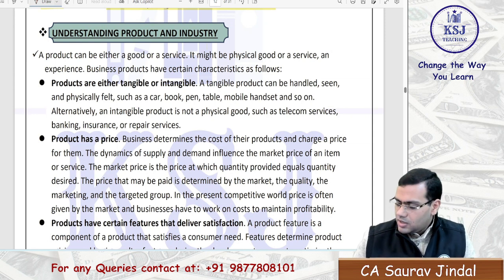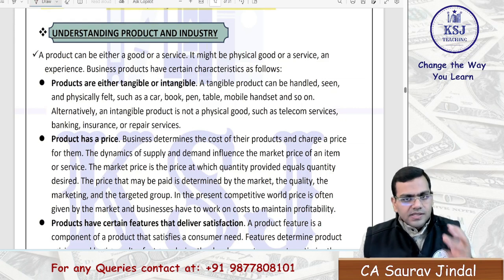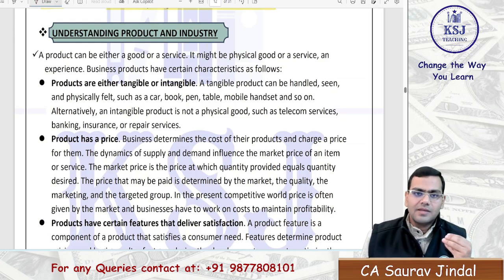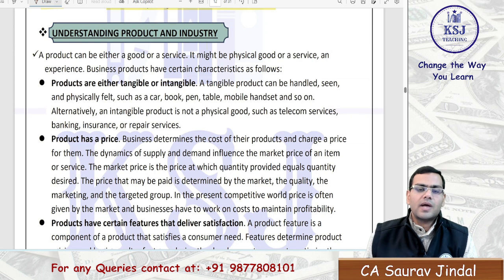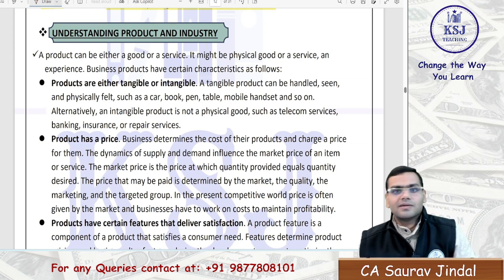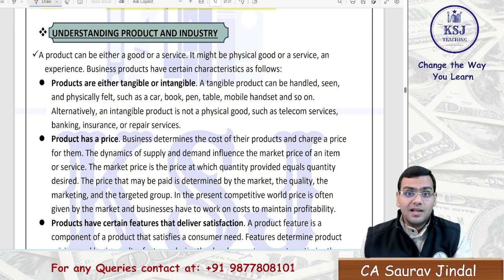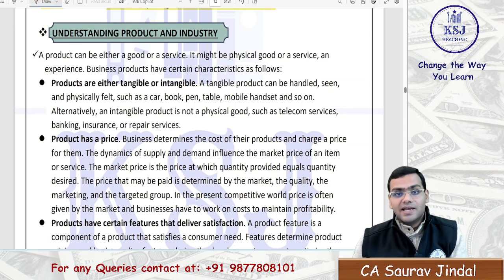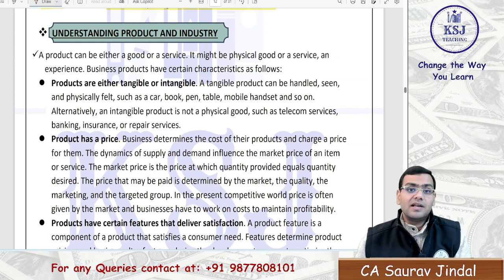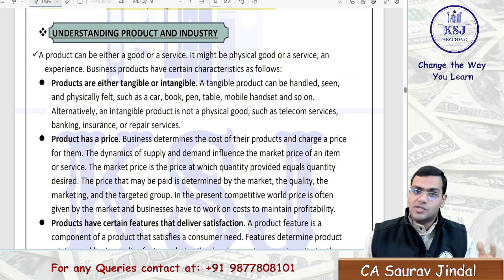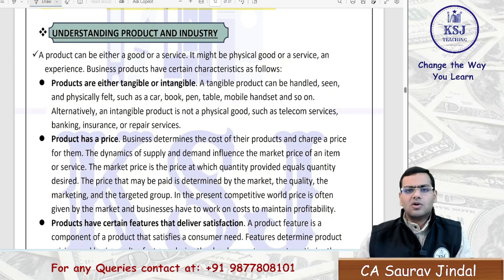Now in this environment, one thing that is really important for you to analyze is your product, because your product is the king. That is what you are going to sell. So you have to analyze the various factors related to the product and to the industry in which you are operating. Now we will talk about the product first. Why do we need the analysis of the product?